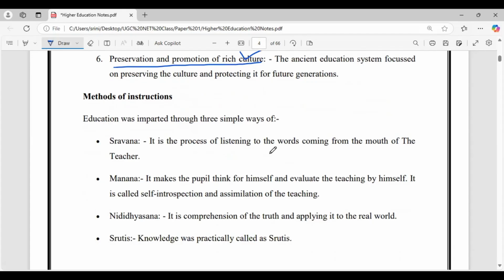Sravana is the process of listening to the words coming from the mouth of the teacher, such as a lecture, not rote learning. Manana makes the person think for himself and evaluate the teaching by himself. It is called self-introspection and assimilation of the teaching. And Nididhyasana is comprehension of truth and applying it to the real world. Knowledge was practically called Shruti.